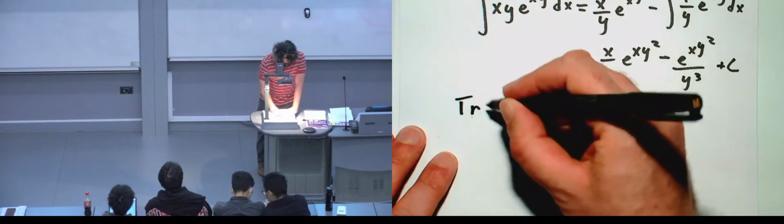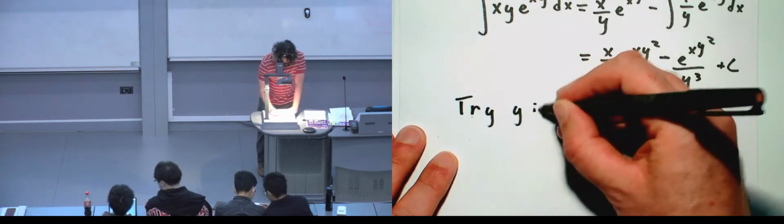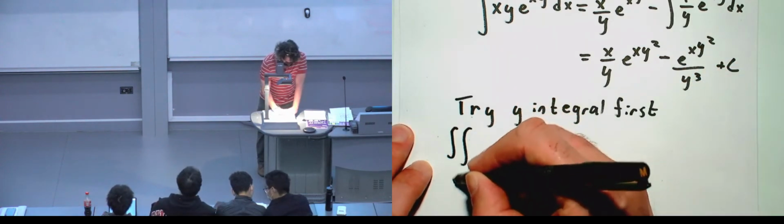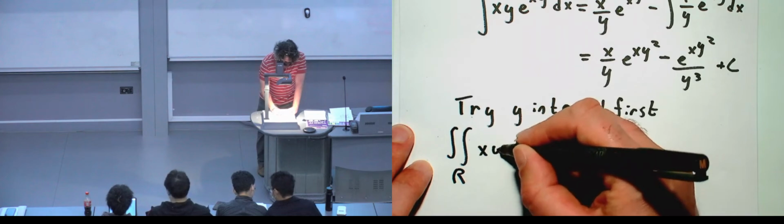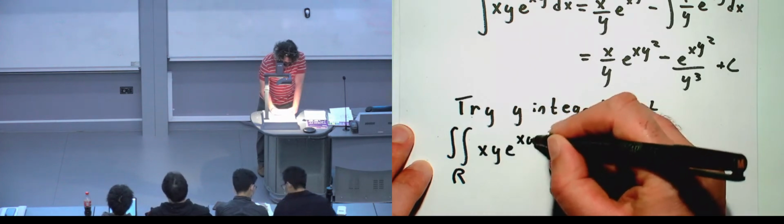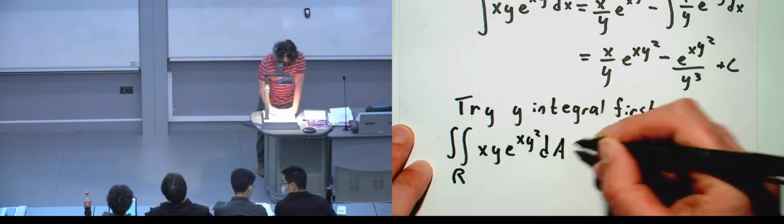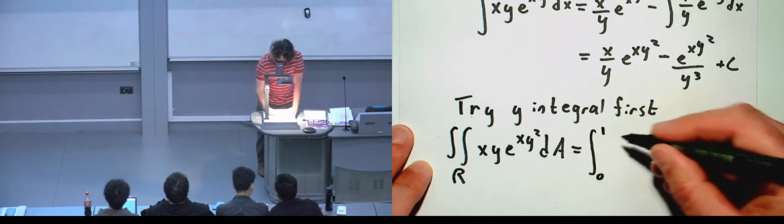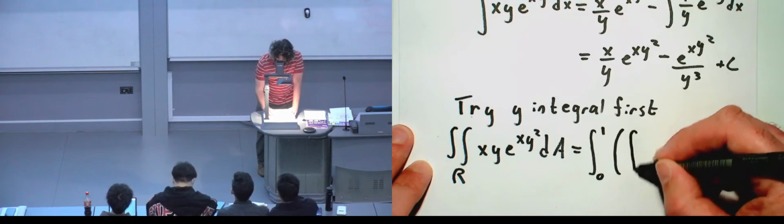Try the y integral first. So we start again from the beginning. Double integral xy times e to the xy squared dA. And let's set it up the other way around. So the x will be the outer integral, the y will be the inner integral.